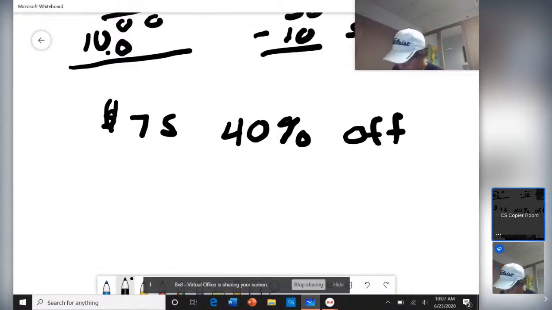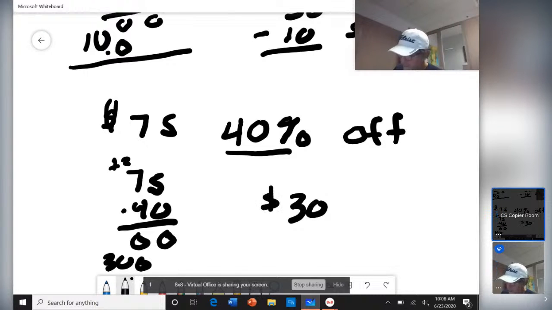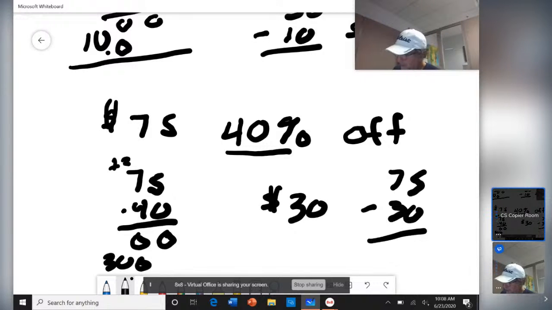Okay, so let's do this. So we're going to do $75, and they're 40% off, which is 0.40. So we're going to do 0 times 5 is 0. 0 times 7 is 0. 4 times 5 is 20. 4 times 7 is 28. Plus the 2, so they're going to be $30 off. So you're going to do 75 minus 30, and those shoes are going to be $45. So on a $75 pair of shoes, if they're 40% off, they're going to be $45.